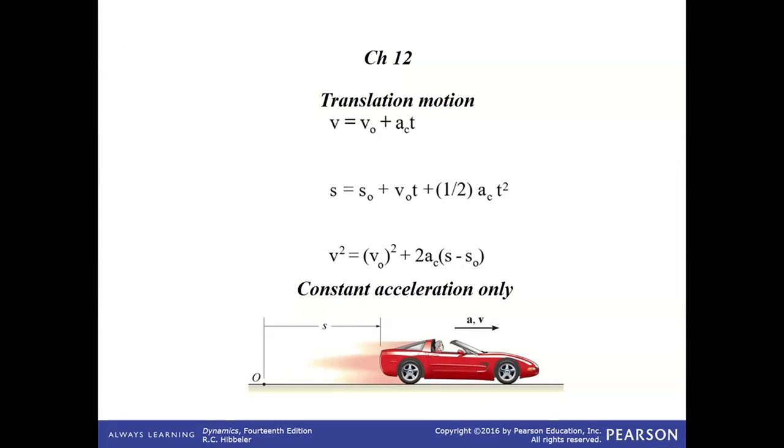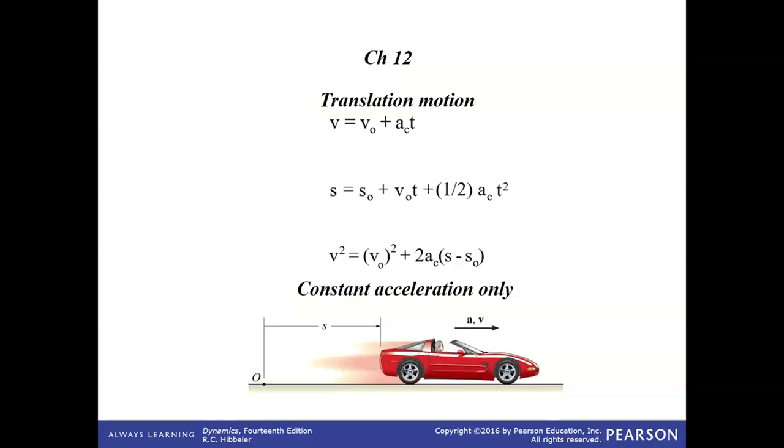Now in chapter 12, we studied that if a rigid body or particle has only translation motion, how can we calculate the position, velocity and acceleration of the particle? We are already familiar with these equations. However, these equations are applicable only when the acceleration is constant. If it is not constant, then we have to do derivation or integration to find the velocity or acceleration. So these equations are applicable for pure translation.